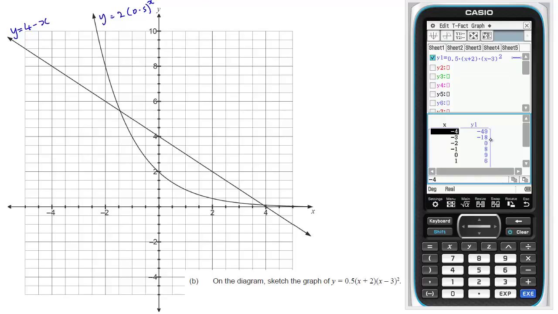-3, -18, I can't do that. -2, 0, we can do. -2, 0 is just there. -1, 8, we can get that on. So that's just here. -2, 0, we've done. -1, 8, we're done. 0, 9. 1, 6.